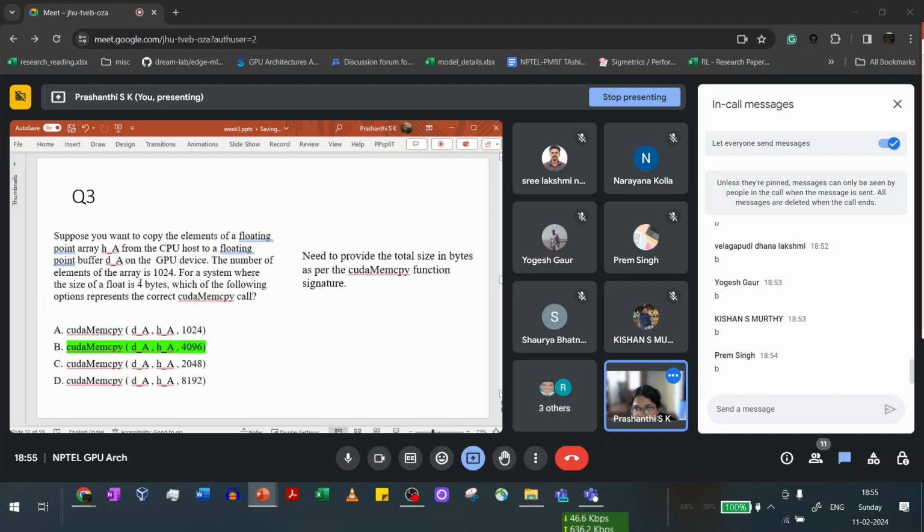And here we are trying to copy from the host to the device. So the destination which comes first is the device and the source comes later. And we are told that the array has 1024 elements and it's a float array, right? And the size of a float is 4 bytes. So the size in bytes of this array is 1024 into 4, which is 4096. This is why B is the right answer. Any doubts on this?